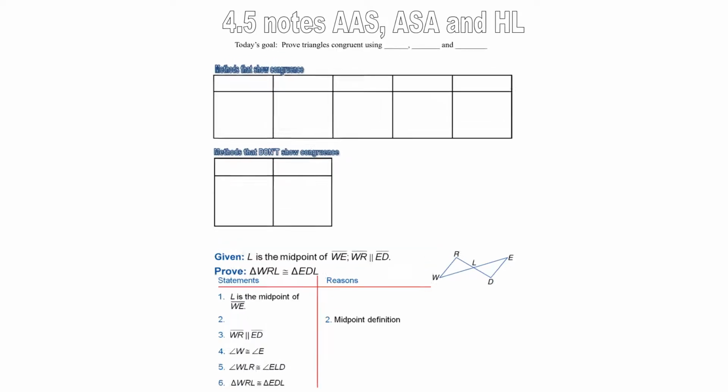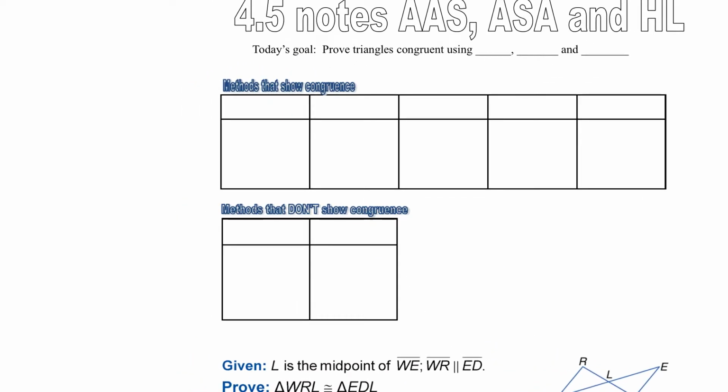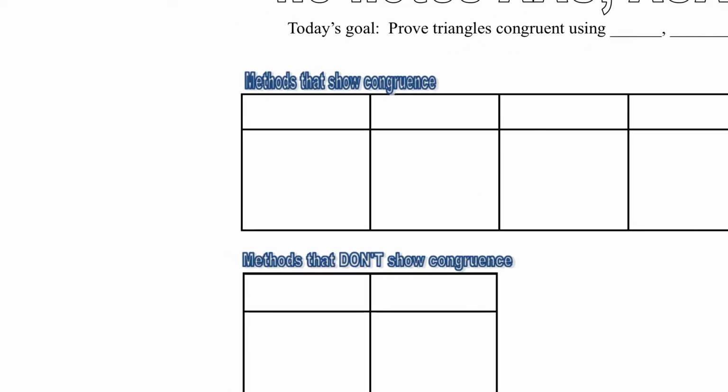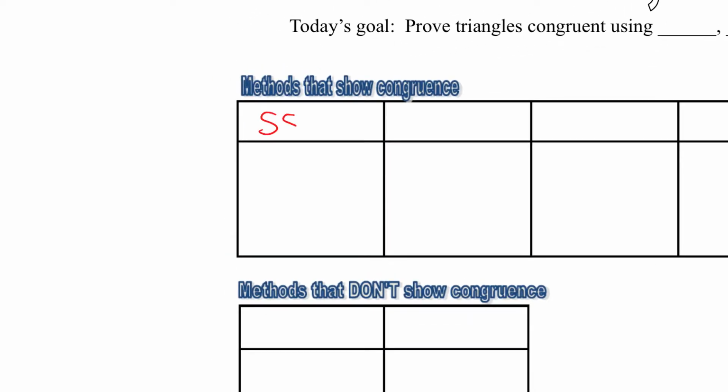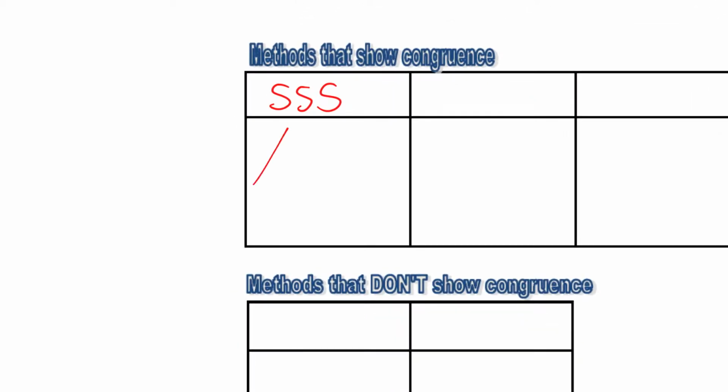All right, so today what we're going to do is, now I'm just going to throw them all at you. Last week we talked about SSS and SAS. Now we're just going to get them all, okay? So let's go through here. The first two are ones we've already talked about, SSS. And I just want to draw a quick example of each of these.